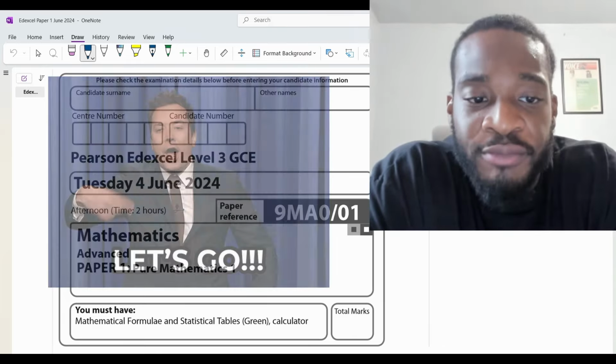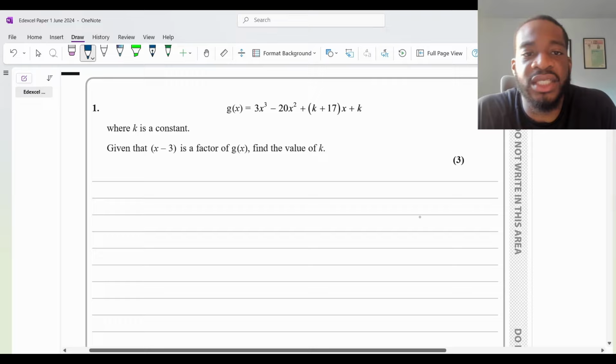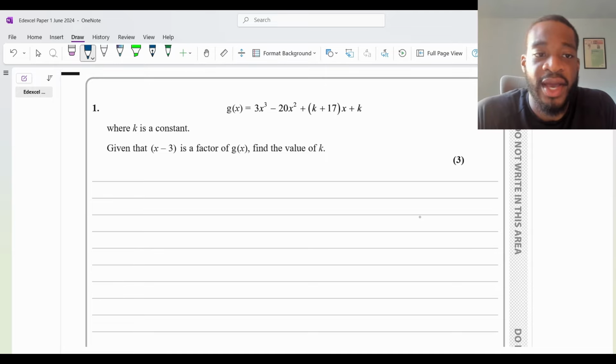Let's get into the walkthrough. Okay, so question one says g of x is equal to 3x cubed minus 20x squared plus k plus 17x plus k, where k is a constant. Given that x minus 3 is a factor of g of x, find the value of k for 3 marks.